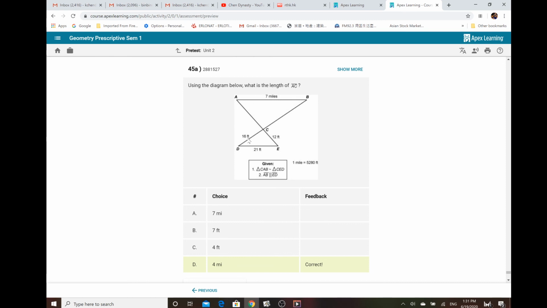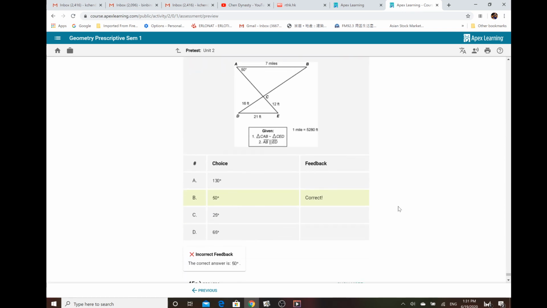And then 1/3, well, let's see. It's actually 7 over 21, so that equals x over 12. So 1/3 times 12 will give you 4 miles.